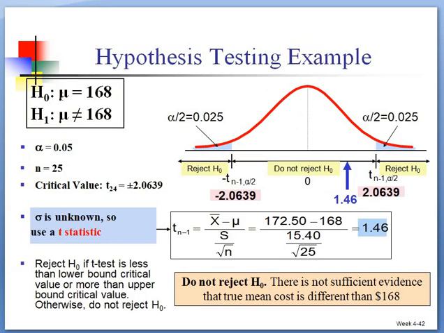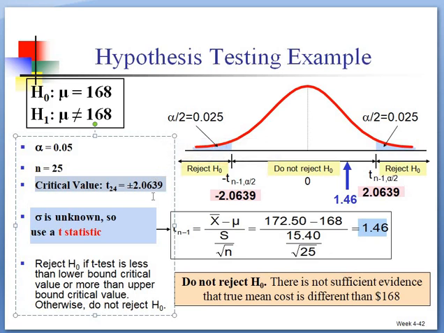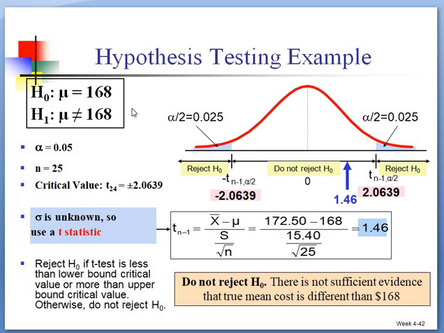Step 1, hypothesis testing: the null hypothesis is mean equal to 165, the alternative is mean not equal to 165. Step 2, significance level alpha equal to 0.05. When n equal to 25, the critical value is positive negative 2.0639. The reason we have positive or negative is because this is a two-tailed test.